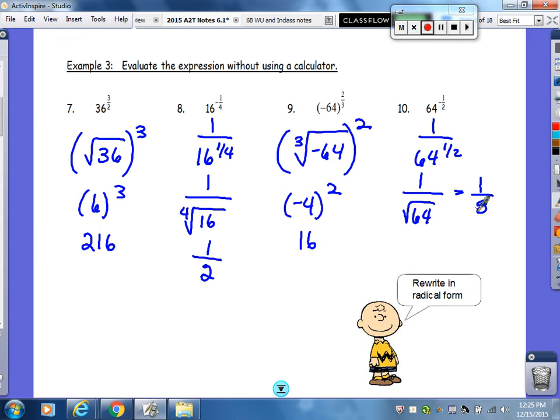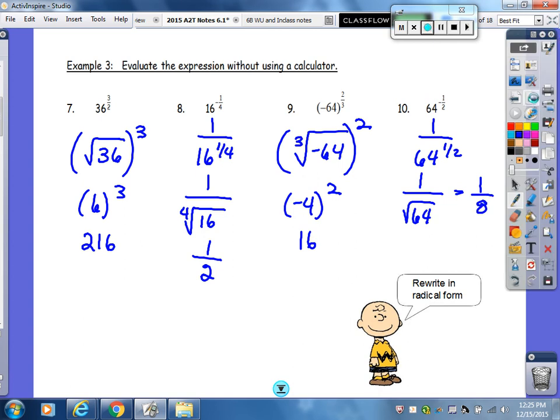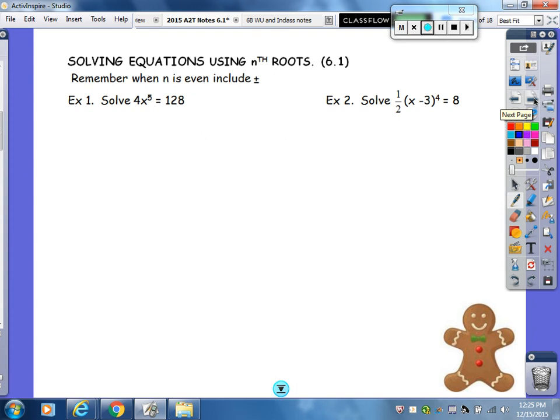Okay, now we're going to solve some equations. Next, in 6C notes, we'll start using these properties more. So let's solve some equations with radicals and rational exponents. Now remember, when we solve something, we've got to be careful. We've got to remember, when do we need a plus or minus? If your index or your power is even, we're going to need a plus or minus.